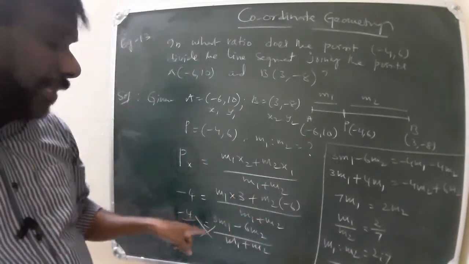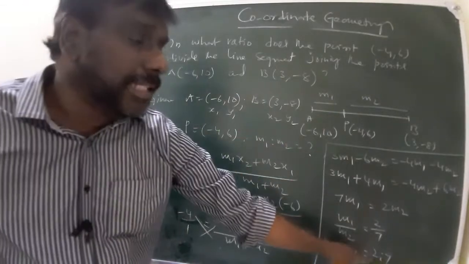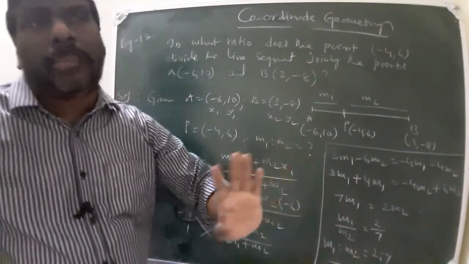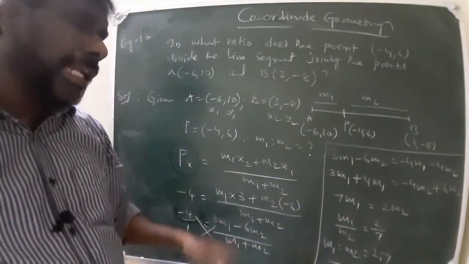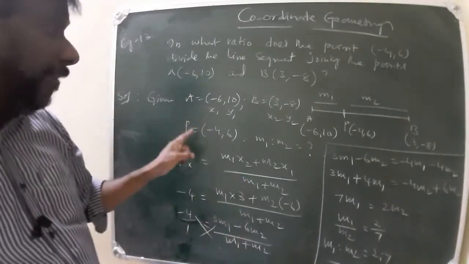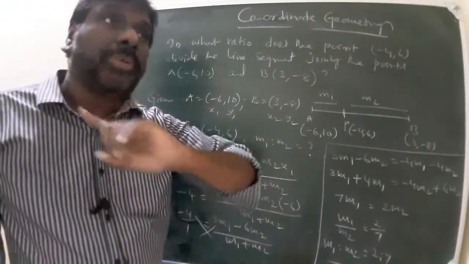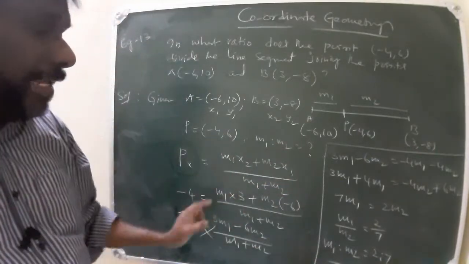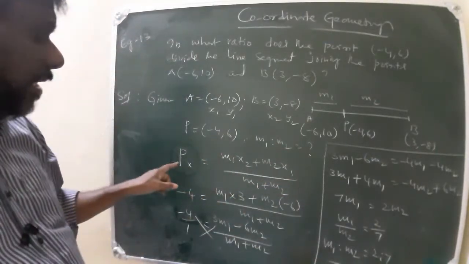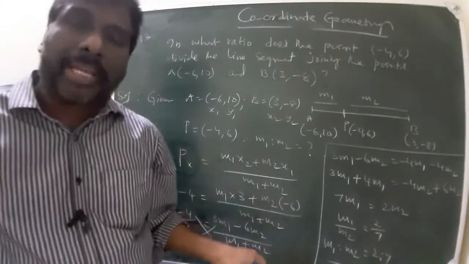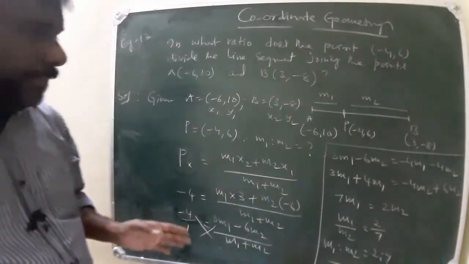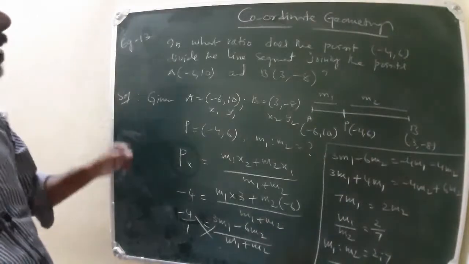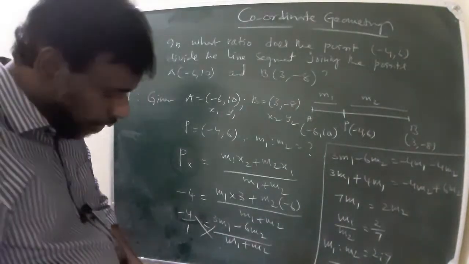If you take the y coordinate, you will get the same ratio. So no need to do both coordinates for finding the ratio, any one of them you can take. But for finding the internally dividing point, we should do both the x coordinate and the y coordinate. For finding the ratio, you should take either the x coordinate or the y coordinate. Understand, children? So like that you have to do this problem.